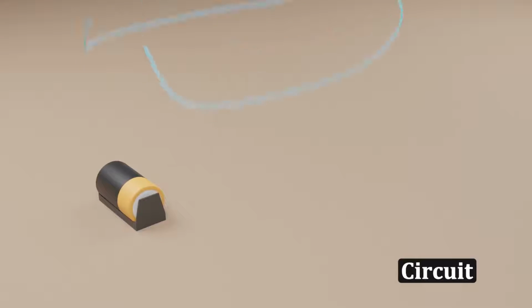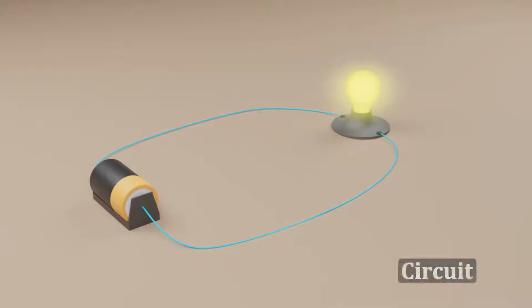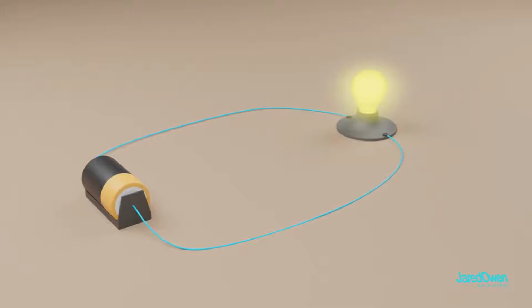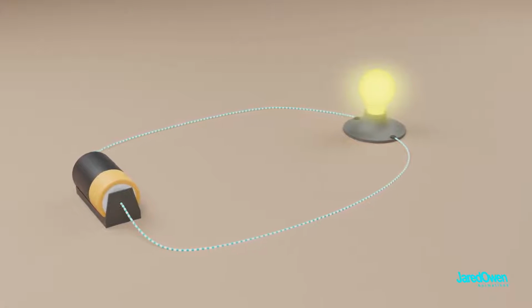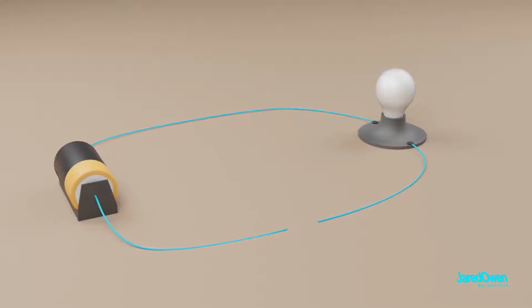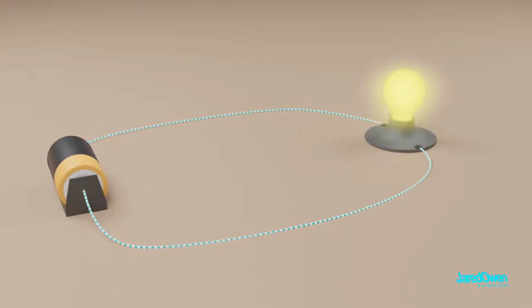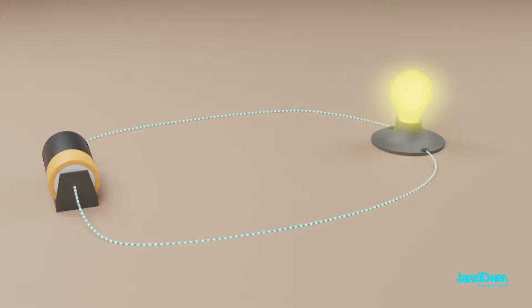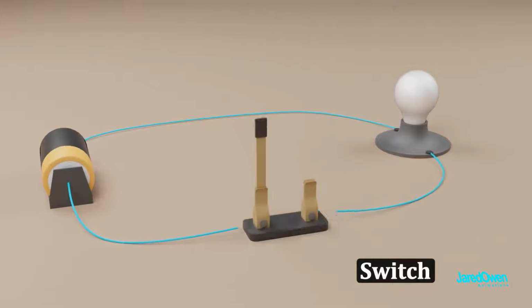Let's start with something called a circuit. You have a battery, some wires, and a device that uses electricity such as a light bulb. Electricity flows through the circuit, but as soon as there is a break in the wire, the electricity stops flowing and the light bulb goes off. The path must be complete for the circuit to work. This is best done through the use of a switch.